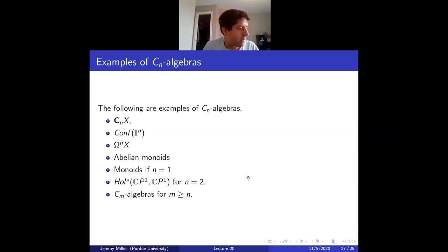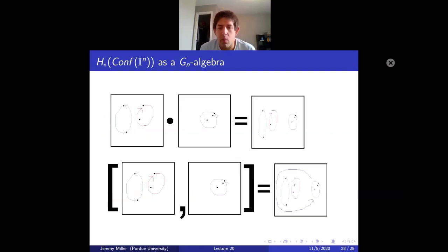Okay, so, this is a slide from a long time ago. Here's a list of my favorite CN algebras, and here's a picture of what, so I'm going to plug in configurations. Unordered points in I is a CN algebra. So its homology is going to be a GN algebra, and what is this in pictures? Well, just call this thing A. So this is an element, I'm thinking of this as an element in H2A. And this is an element in H1A.